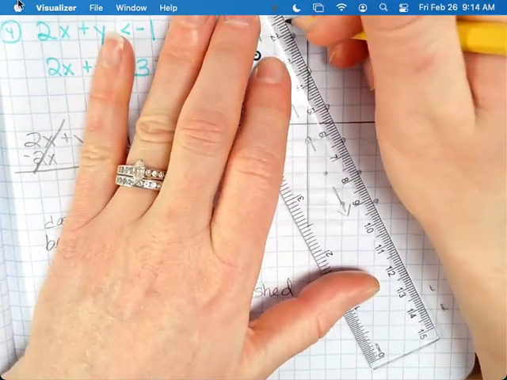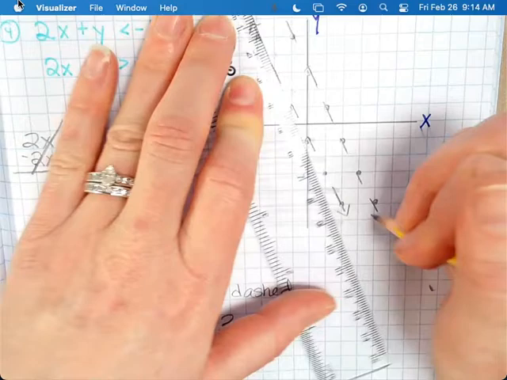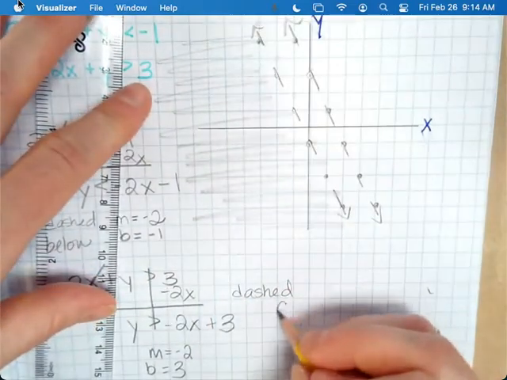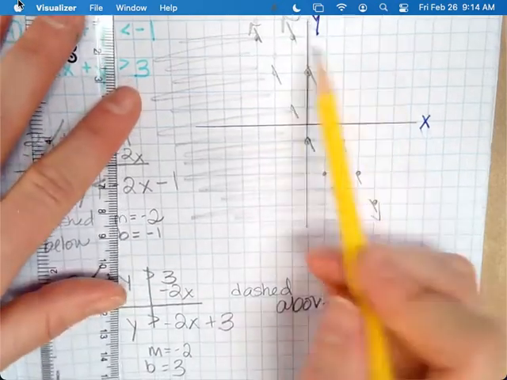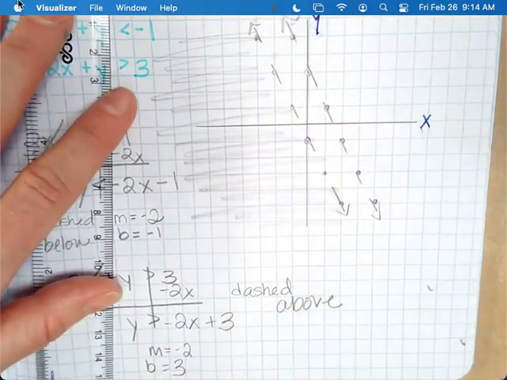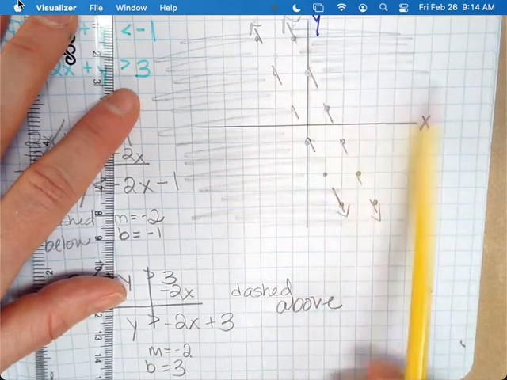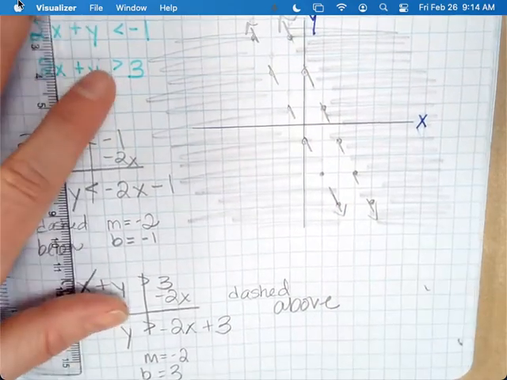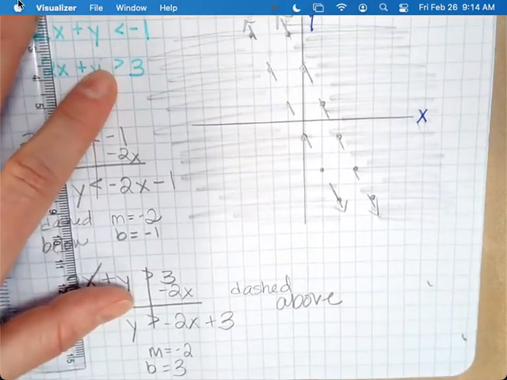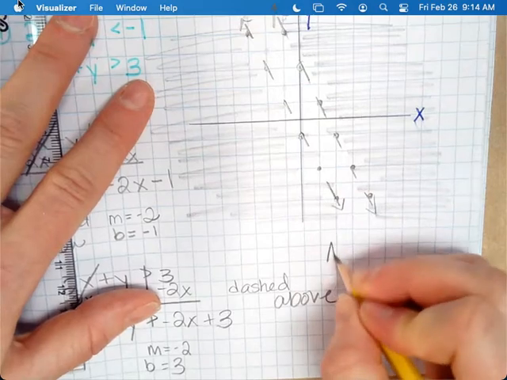And this one is greater than, so how are we going to shade? Above. So above would be which way? To the right. So what does that mean? There's no areas that are shaded together. So this is called no solution.